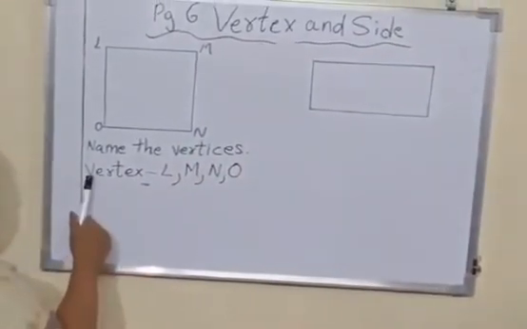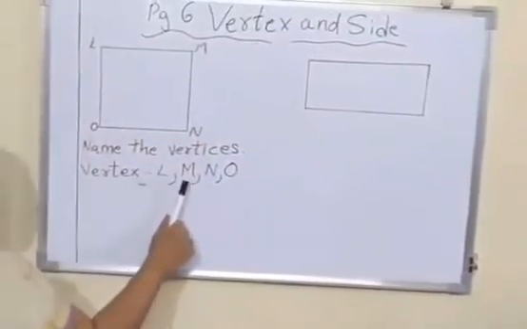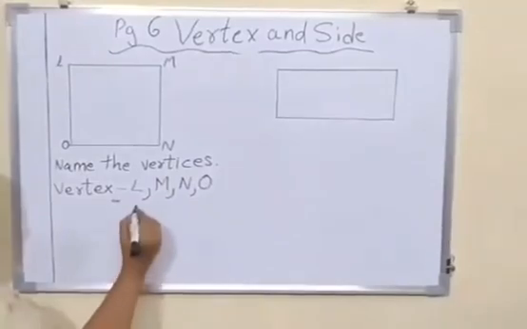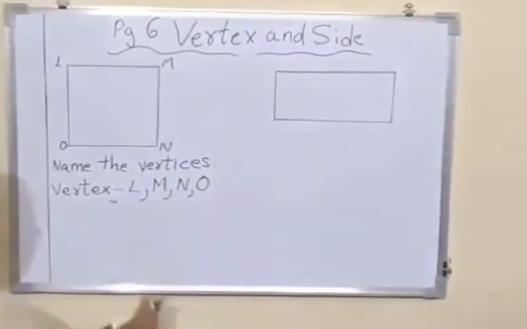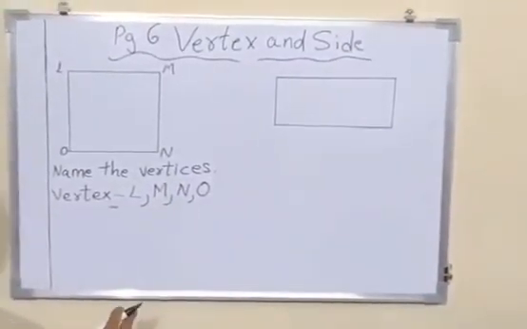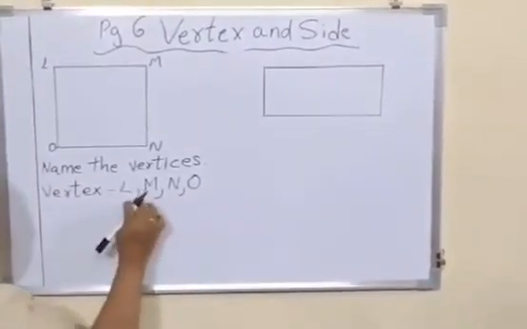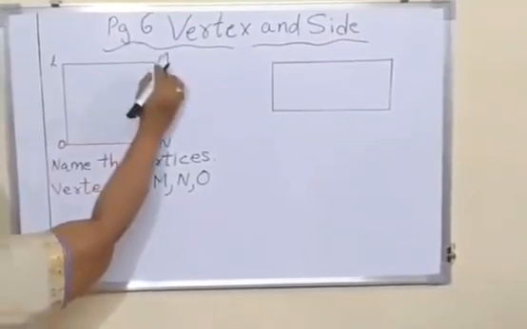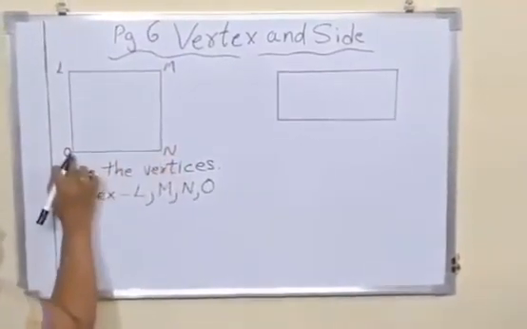When you are writing the vertex, it is separate. So we write L, you put a comma, then M, comma, N, comma, O. If you write L, M, N, O, and if you are not putting this comma, it will be wrong. Understood children? Keep in mind, when you are writing this, we have to put this comma to show that they are separate. L vertex, M vertex, N vertex, and O vertex.